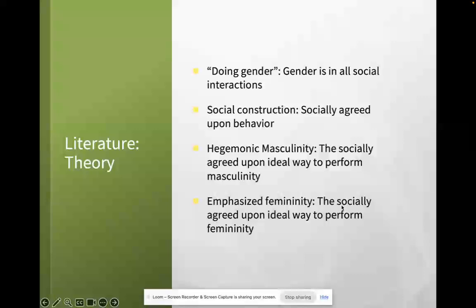And then emphasized femininity is sort of similar, but for women. And this is a socially agreed upon ideal way to perform femininity. Again, if you think about femininity as being on a hierarchy, the top of that hierarchy, the most prized form of femininity, sort of high fem, if you will, would be emphasized femininity, what many women are trying to achieve by adhering to beauty standards and that sort of thing. Certainly, the majority of college women are looking to adhere to emphasized femininity.